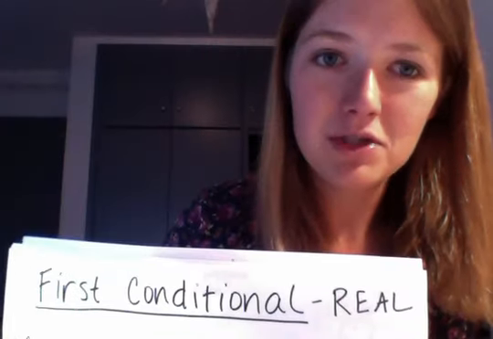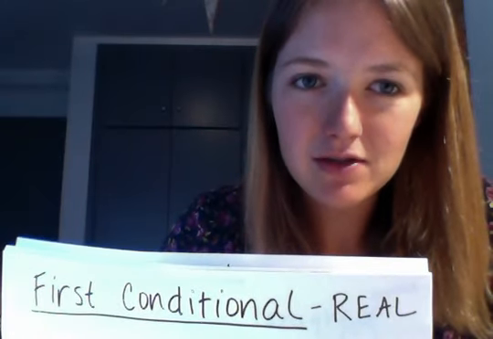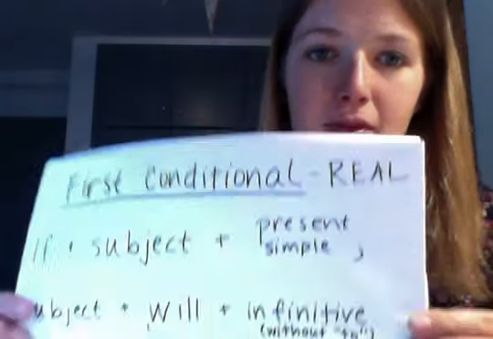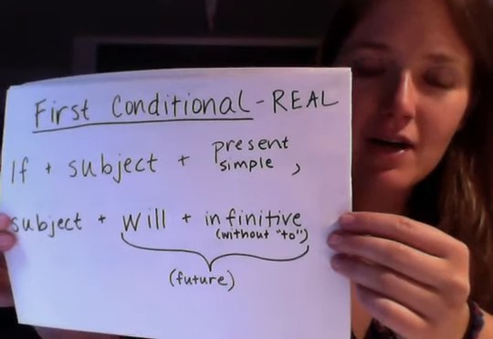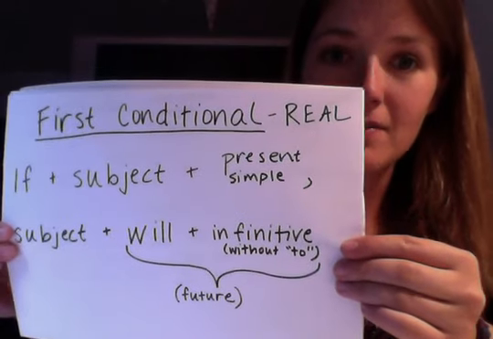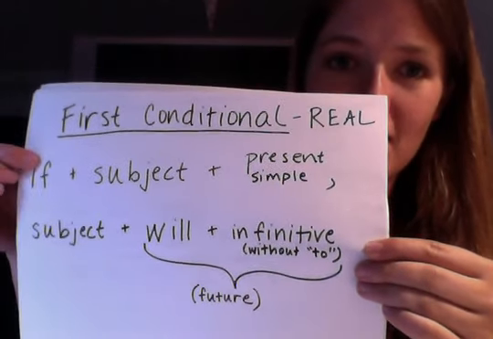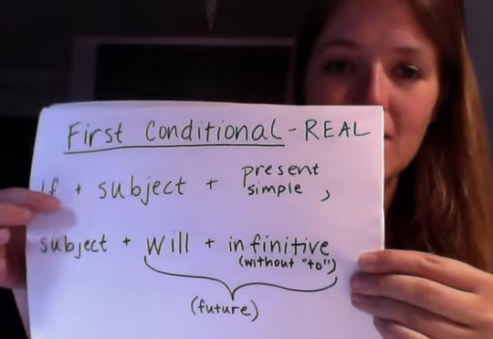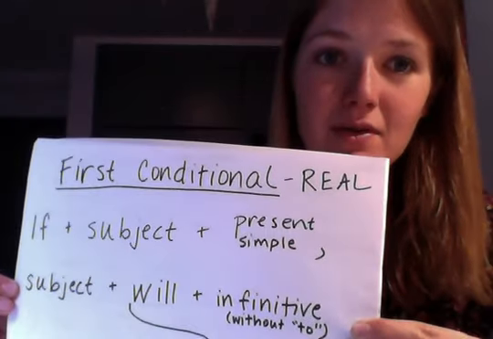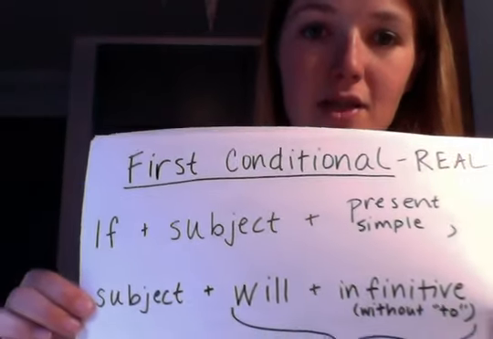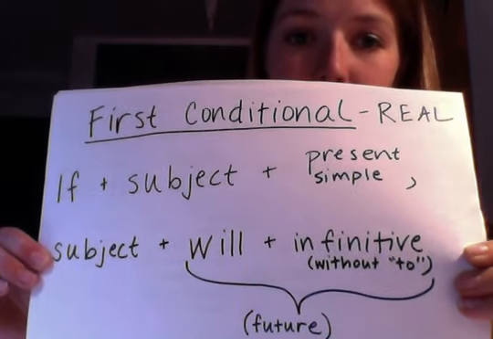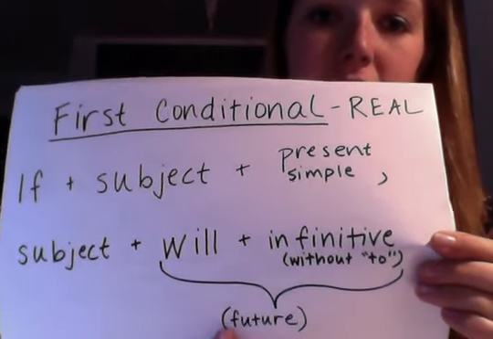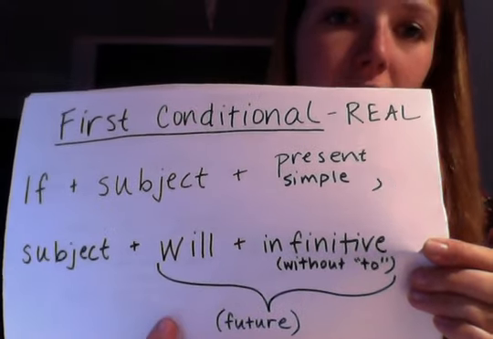Moving on, we'll discuss the first conditional, which is used for real situations, real or possible. This is the structure. It might look similar, but there is an important difference. Here, we have if plus the subject plus a verb in the present simple, main clause subject plus will plus the infinitive without to. And these two things together are the simple future.